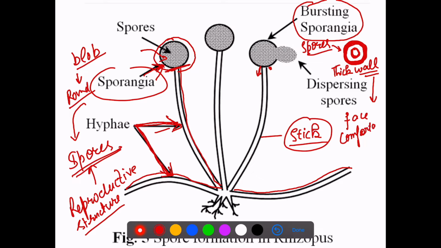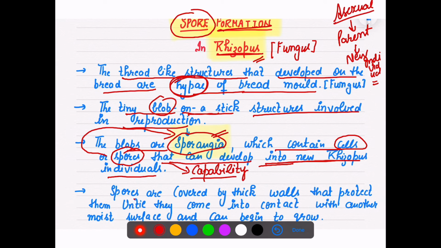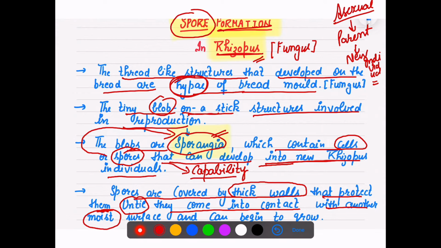comfortable conditions. Comfortable condition means, when do you see fungi on any material, your vegetable, or your bread? When do you observe fungus? When the conditions are moist, means something is moist. You have loosened up your packet, and the whole night it is loose, it is not tightly packed. It means it is interacting with the environment, a moist surface, and that time there is a fungus. So these spores are covered by thick walls that protect them until they come into contact with another moist surface and begin to grow.